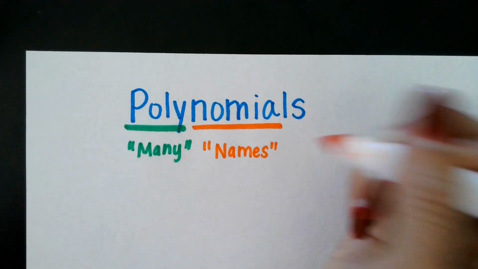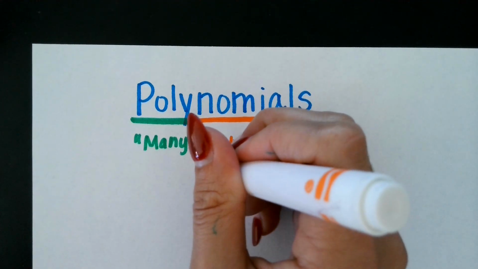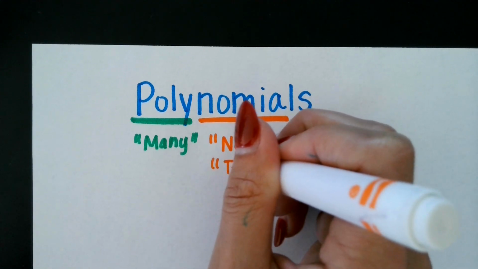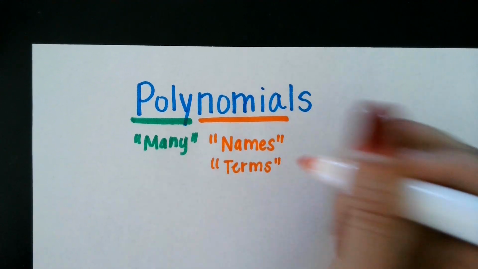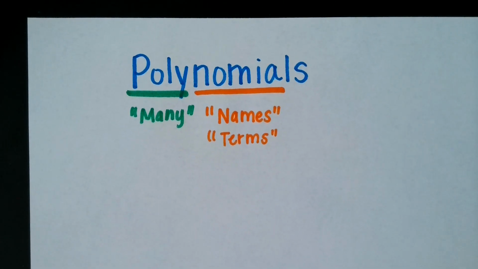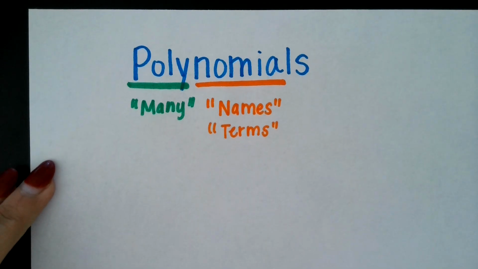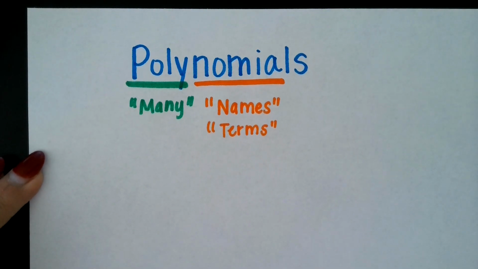Okay, now in math though, the names part, what we end up using, we say that it is many terms. All right, and I'll explain what a term is. It's a part or a piece of the polynomial. So an example of something that is a polynomial. And you've seen polynomials many times before.